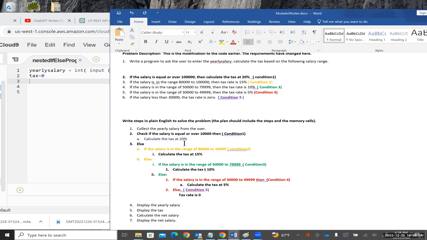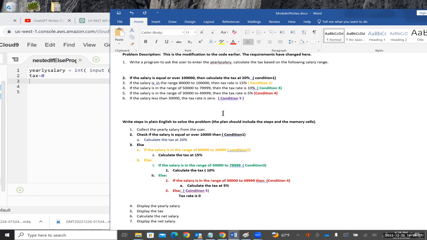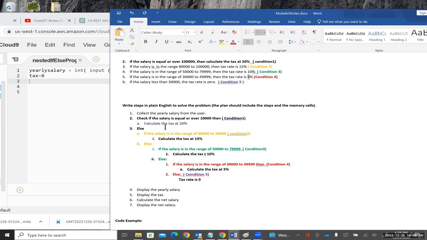Just a quick refresher about this problem: what you input is a yearly salary. If the salary is over 100,000, then you calculate the tax at 20%. If the salary is 80 to 100,000, you calculate the tax at 15%. 50 to 79,999, 10%; 30 to 49,999 at 5%; and below $30,000, it's zero tax. And in the previous video, we talked about how to approach solving this problem.